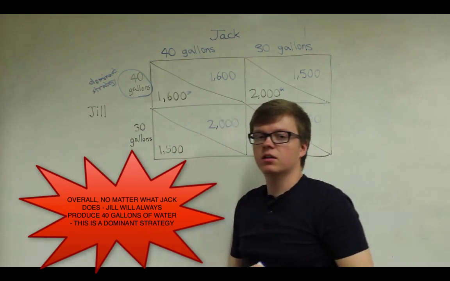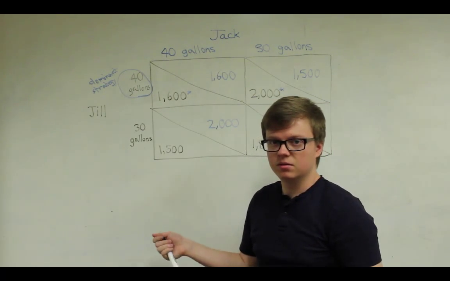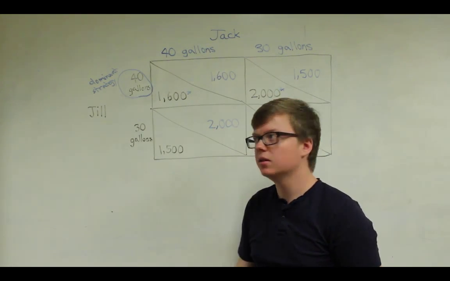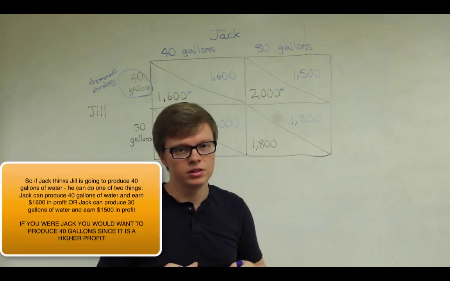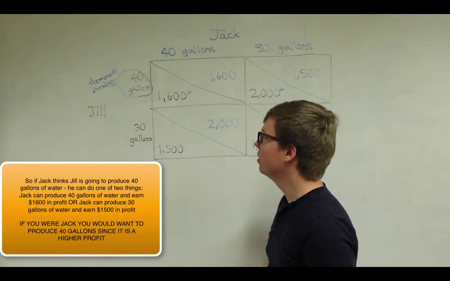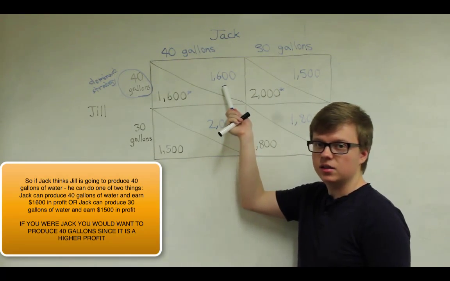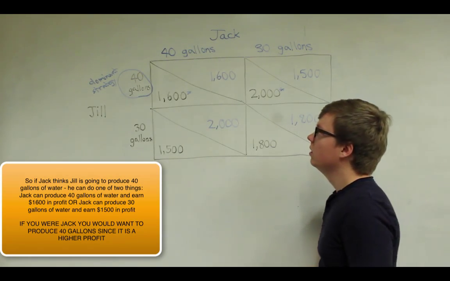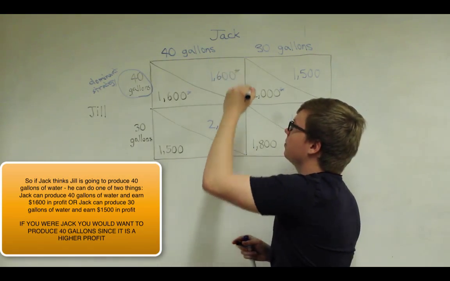We could also say that selling 30 gallons is a dominated strategy. It's just never a best response. She should never sell 30 gallons if she's trying to maximize her profits. Now we're looking at it from Jack's perspective. Let's say Jill is going to sell 40 gallons. Then Jack could sell 40 and get $1,600 profit, or Jack could sell 30 and get $1,500. So 40 gallons is a better response for Jack. I'll put the star next to it.